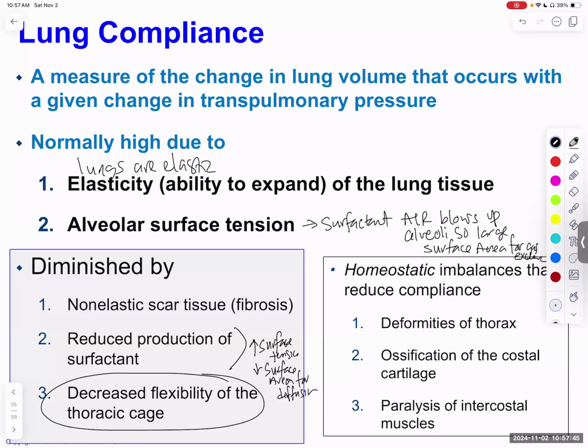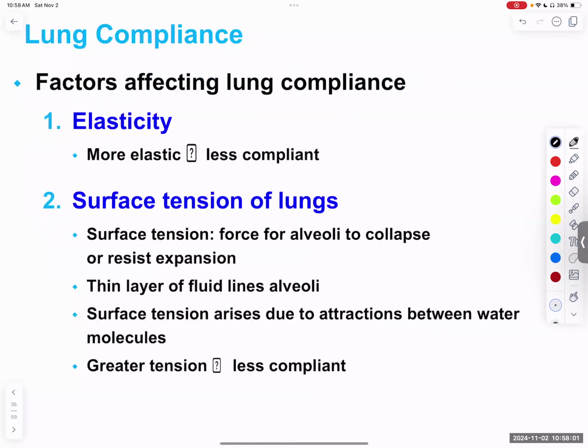If you have a decrease in flexibility of the thoracic cage, scoliosis, some kind of structural issue, deformed thorax, ossification, paralysis, these are all things that can affect lung compliance. If they become less elastic, they're less compliant. So they don't move out and in very well. That's going to cause a problem because you're not going to have pressure differences between the air in the alveoli and the air in the atmosphere.